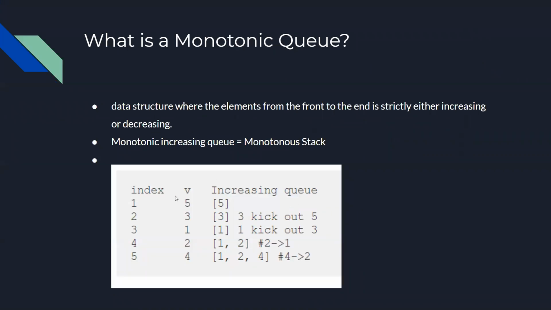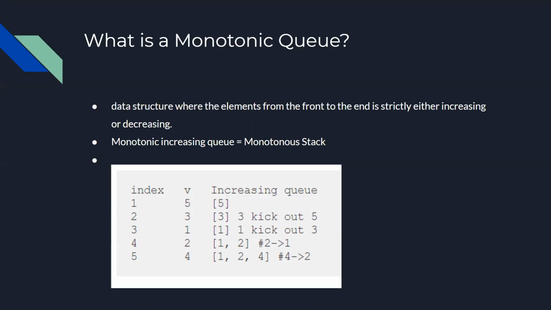So in index 1, we have a value of 5, right? And then in the next index, we have a value of 3. Since 3 is less than 5, the 3 would kick out the 5. We want to go from the lowest to the highest number at the greatest index. And then in index 3, we have a value of 1. The 1 would then kick out 3.